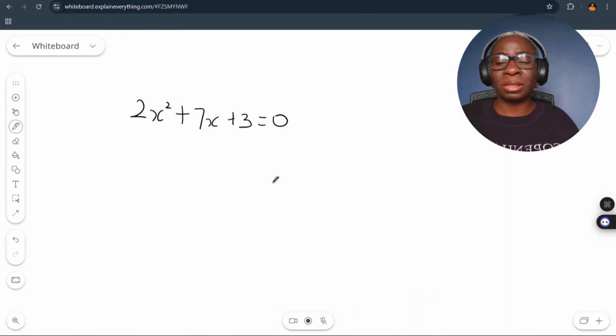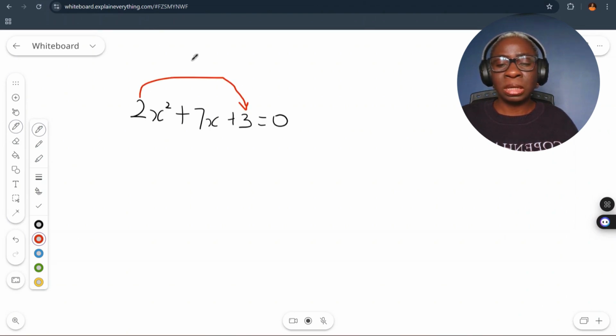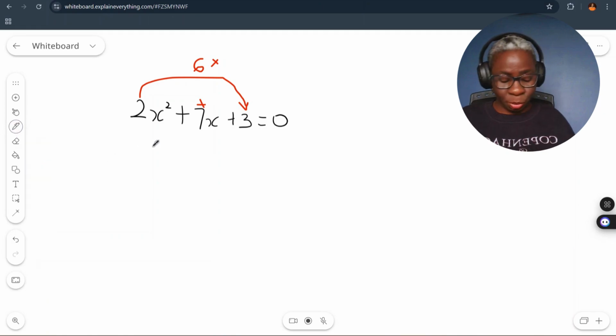So to factorize, the first thing we have to do is multiply A by C for us to know what the product will be. So 2 times 3 would give 6. Now we need two numbers that will multiply to give 6 and add to give 7. What two numbers can we multiply to give 6, and when we add both numbers it will give 7? That's 6 and 1. 2 and 3 have a product of 6, but 2 plus 3 cannot give 7. So we would have 6 and 1.